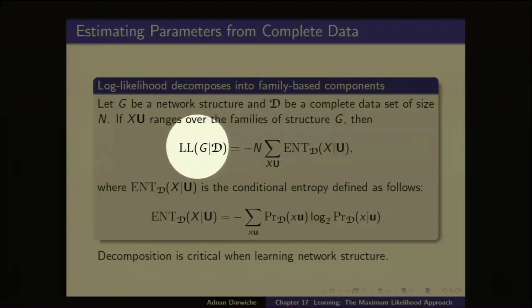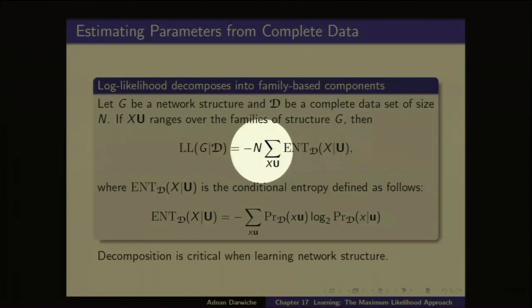So let's try to parse through this. The whole point is that the log likelihood can be decomposed into components that depend only on the families, every variable and its parents. Let's look at the notation once more. You have a structure G, a Bayesian network structure G, and a data set D of size n. Now, X is a variable in the Bayesian network structure, and U are its parents. Good? So this says the log likelihood of that structure given the data set can be written like this.